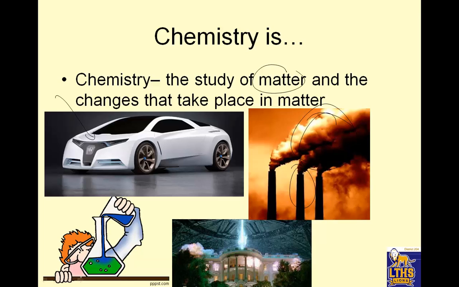This is matter. So we study cars. Cool. We study burning. Perhaps more cool. We study explosions. Perhaps even more cool. We make weird glow-in-the-dark stuff. Perhaps even more cool. So we basically study stuff. So we study matter and the changes that take place in matter. How can I make parts of a mountain turn into that car?